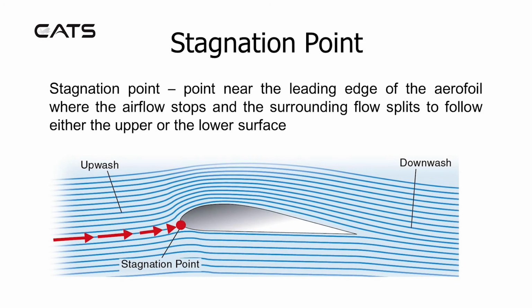Stagnation point. This is a point near the leading edge of the aerofoil where the airflow stops and the surrounding flow splits to follow either the upper or the lower surface.